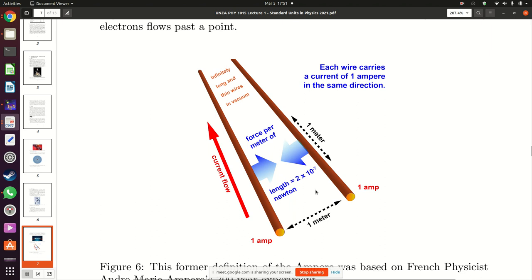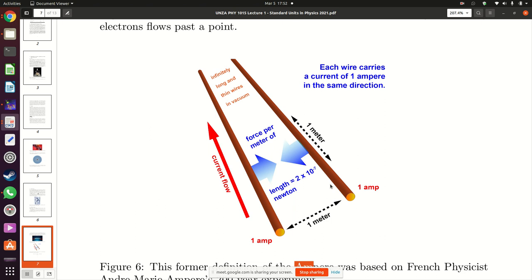So in this previous definition of what an ampere is, when these two conductors were put like this, 1 meter apart, then they start attracting each other, as you can see here with these blue arrows. When the force of attraction is 2 × 10⁻⁷ newtons between these two conductors, then you say that there's a current of 1 ampere passing through these conductors. So the ampere was defined in terms of another physical quantity called force.